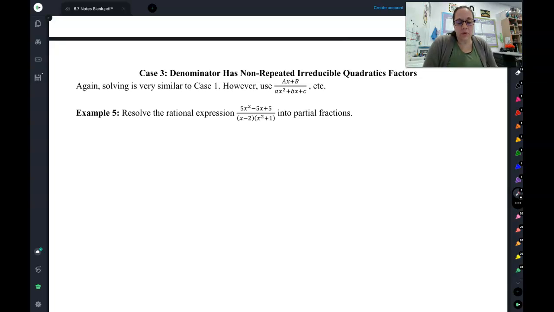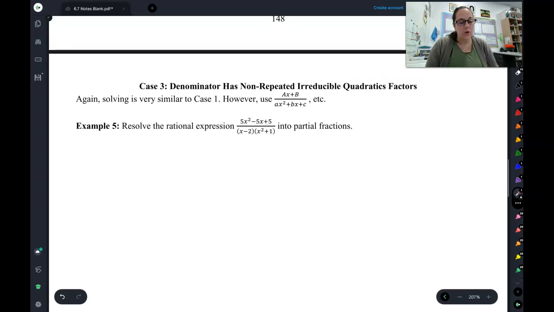In case 3, we're going to deal with irreducible quadratic factors. Now, hopefully this word sounds semi-familiar to you. We did talk about irreducible quadratic factors all the way back in chapter 2. Basically, an irreducible quadratic factor is something that only factors as imaginary. So if you did quadratic formula on it, you would get imaginary numbers. If you tried to factor it, it would only factor as imaginary numbers.